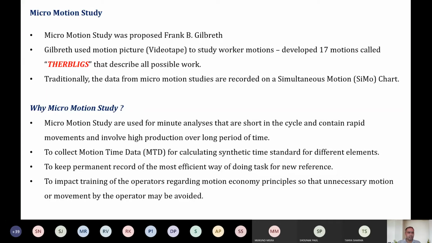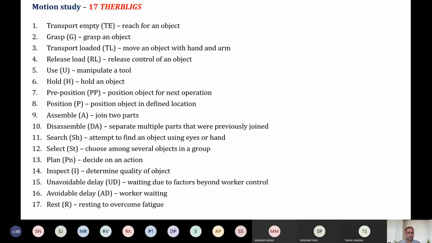To do this, I told you, there is something called therbligs. We have 17 therbligs: transport empty, grasp, whose symbol is G, transport load, release load, use, hold, pre-position, position, assemble, disassemble, search, select, plan, inspect, unavoidable delay, avoidable delay, and rest. So there are 17 therbligs listed by Gilbreth.